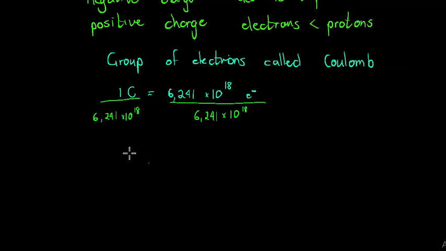So 1 electron has a charge of 1,602 times 10 to the power of negative 19 Coulombs. And now what you should remember is that an electron has a negative charge, so we'll put a negative in front of that. If it's a positive charge, we'll give it a positive.